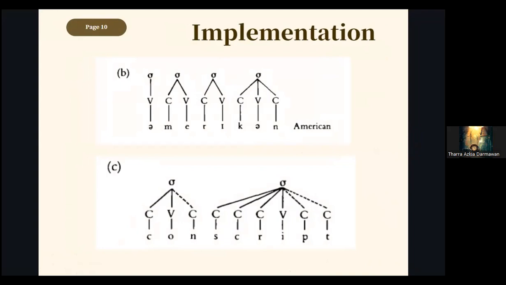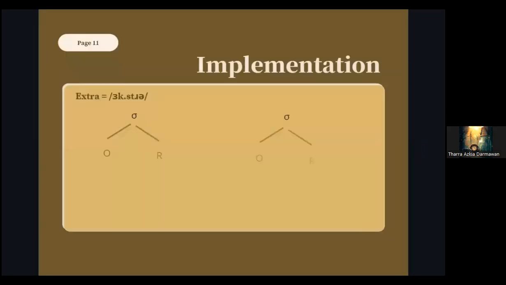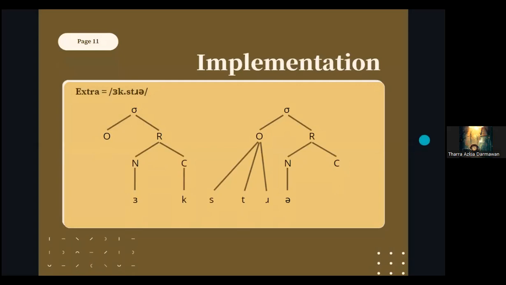And then from the word conscript, it has 2 syllables and it also contains 2 vowels as nucleus and then 4 consonants as onset and then 3 consonants as coda. Okay, the last example is from the word extra. It has 2 syllables and it also contains 2 nuclei and then 3 onsets and 1 coda. Next slide, please.